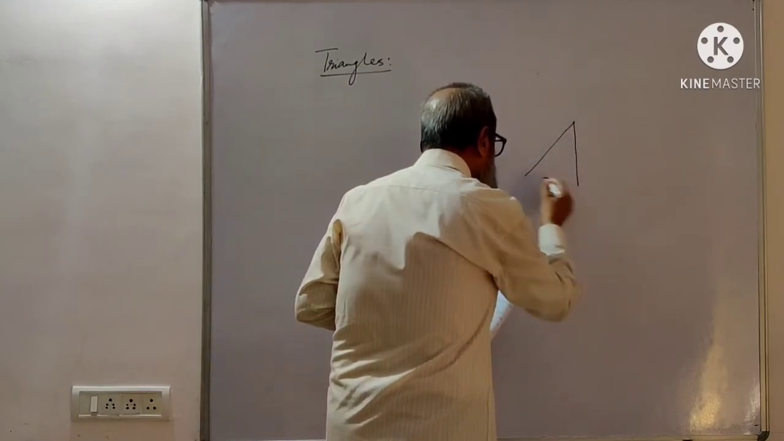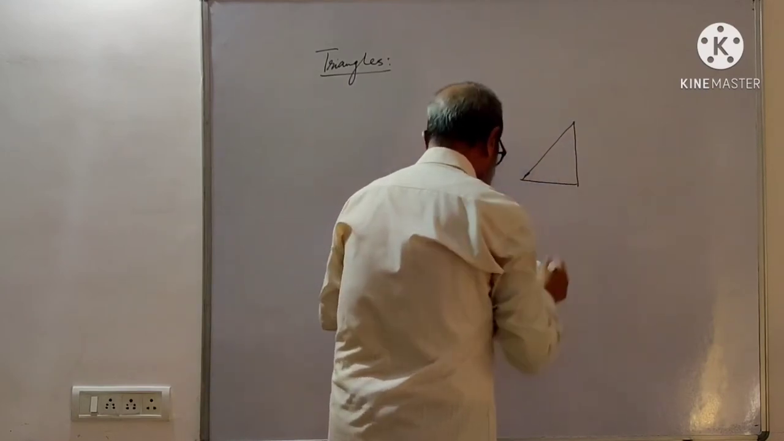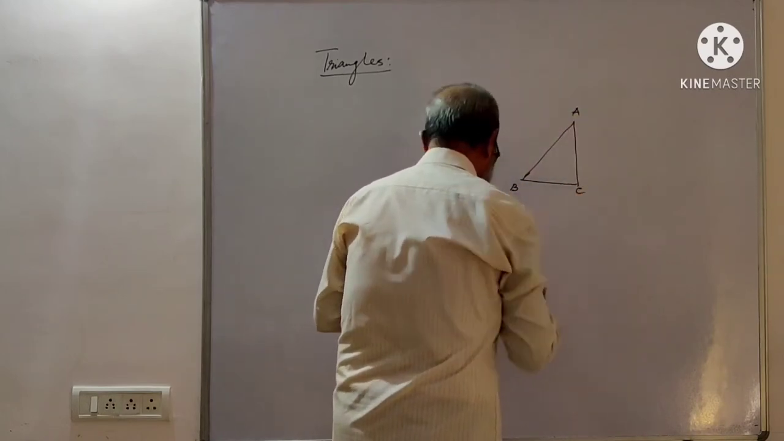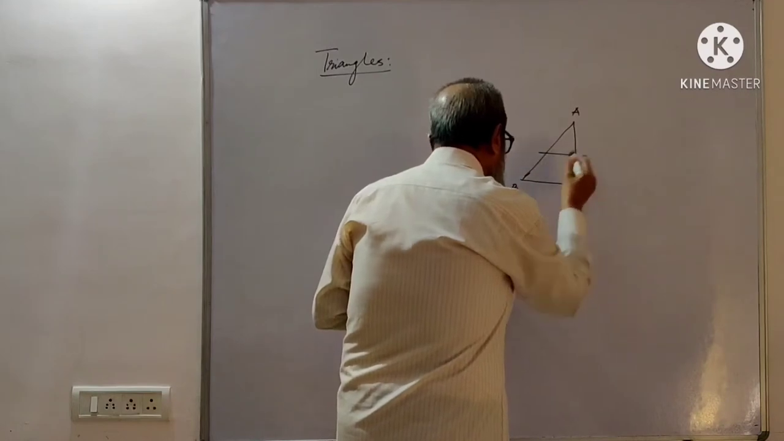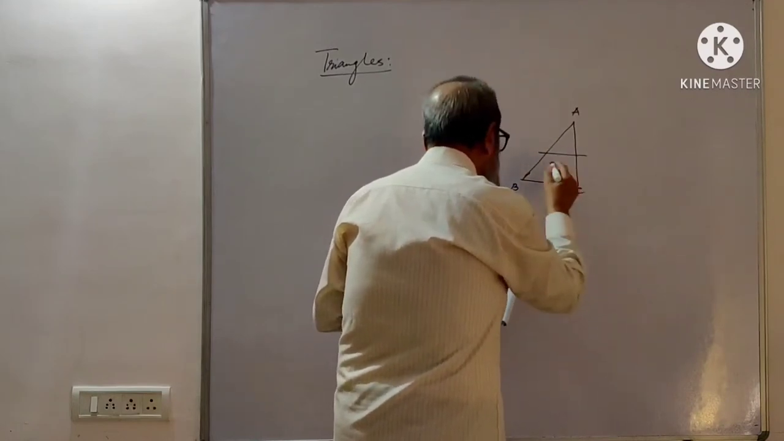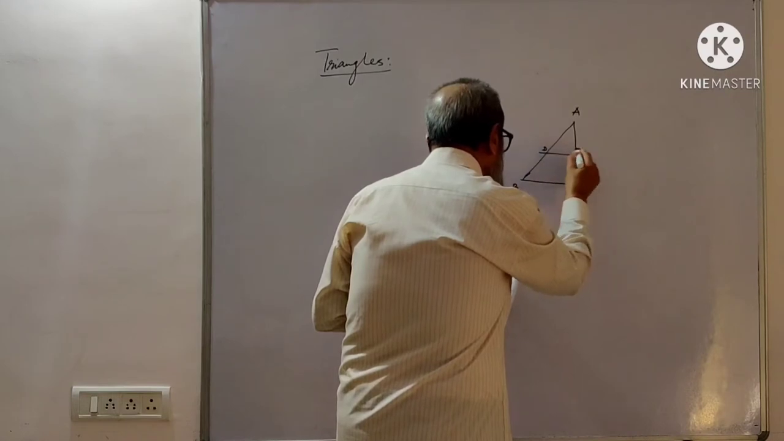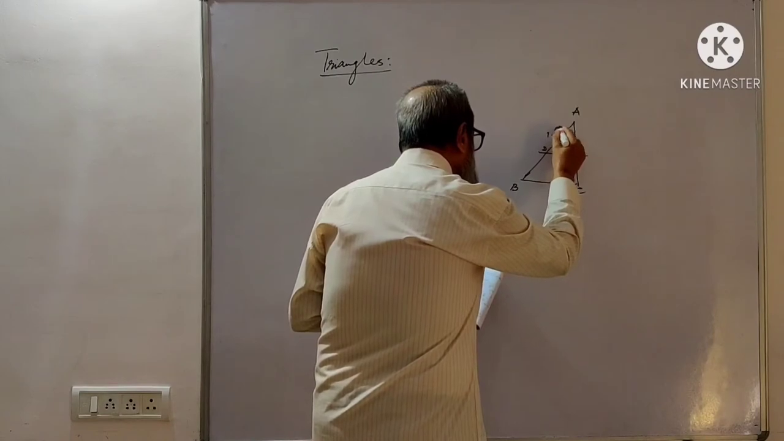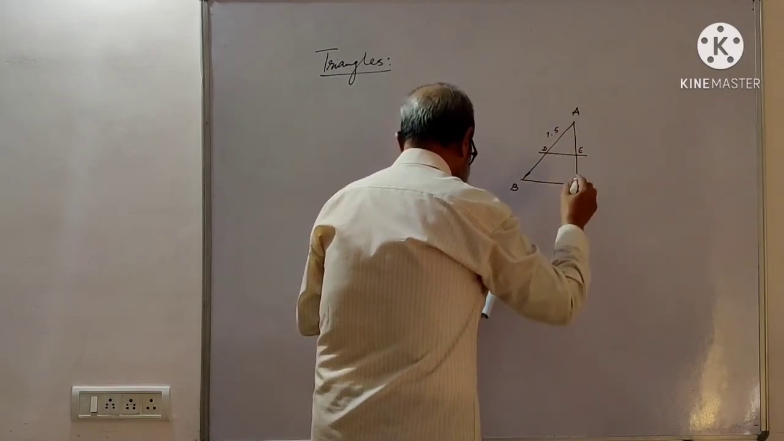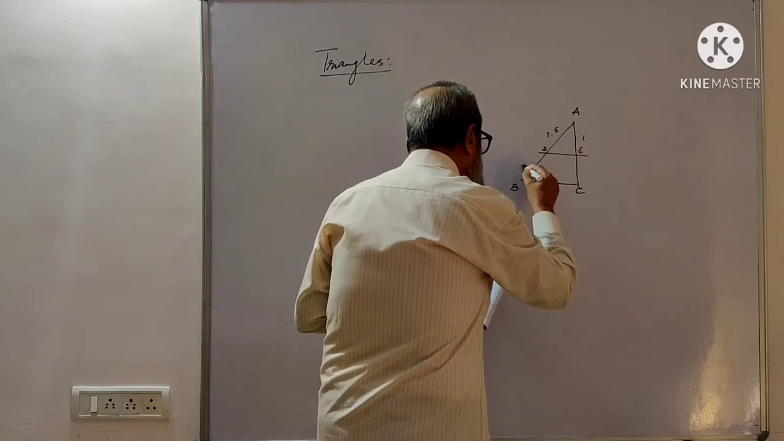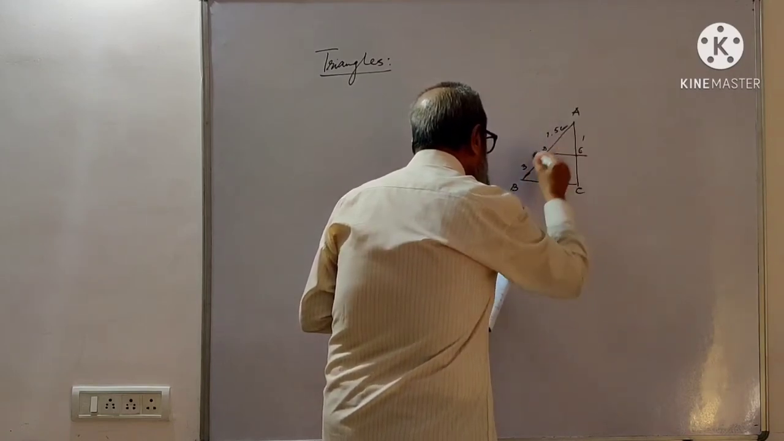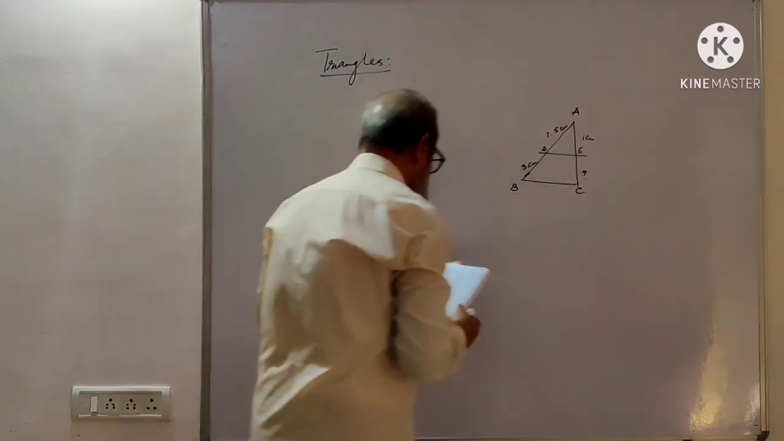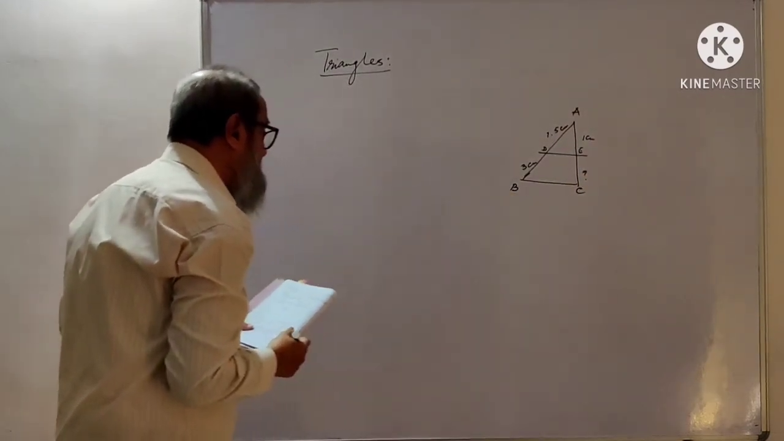he has given a figure like this. ABC is a triangle. Now he has drawn a line parallel to this. DE is parallel to BC. He has given this as 1.5 centimeter, this is 1 centimeter, this is 3 centimeters. He is asking what is EC. Find EC.